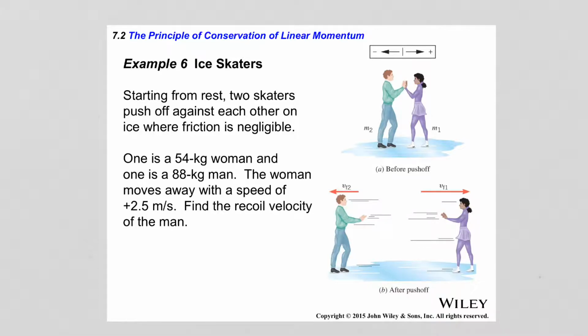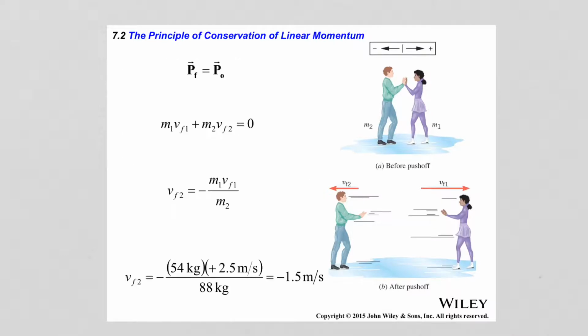If the woman has a mass of 54 kilograms and the man has a mass of 88 kilograms, and the final speed of the woman is positive 2.5 meters per second, what is the recoil velocity of the man? What is v final 2? Well, this is a perfect example of a system of 2 bodies which is isolated, and there are no external forces acting on the 2 bodies. The motion happens on ice, so therefore the friction can be ignored, very small.